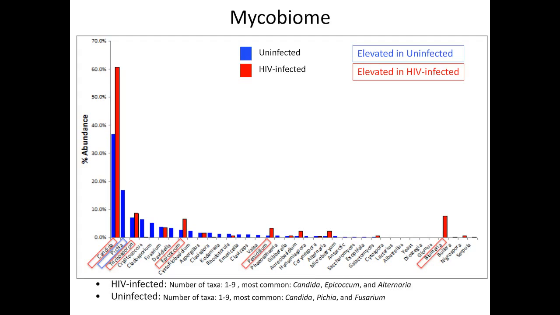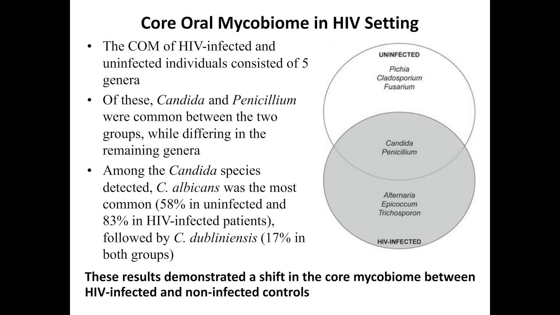And you can see we start to see differences as well, where you see more Epicoccum, for example, elevated in HIV infected people. So, next slide. It shows you again a similar Venn diagram, but this time we find what fungus is common between the two groups. The Candida and Penicillium are common between healthy as well as HIV infected, whereas in the uninfected, we had Pichia, Cladosporium, and Fusarium elevated, whereas in HIV infected, Alternaria, Epicoccum, and Trichosporon.